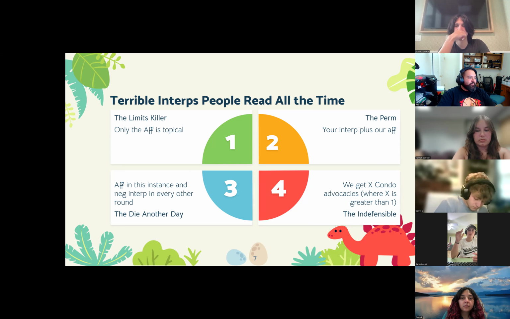Go ahead, Sarah. I think they're just reading it so they can get out of any offense that's tied to them and just include what they're doing. So it's like we're not breaking the rules, we're just including ours.